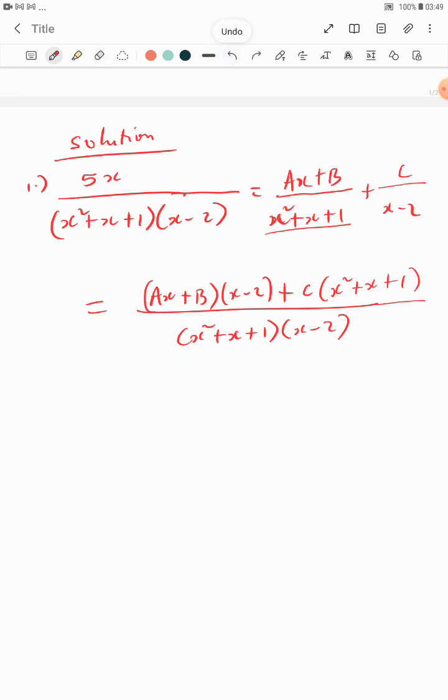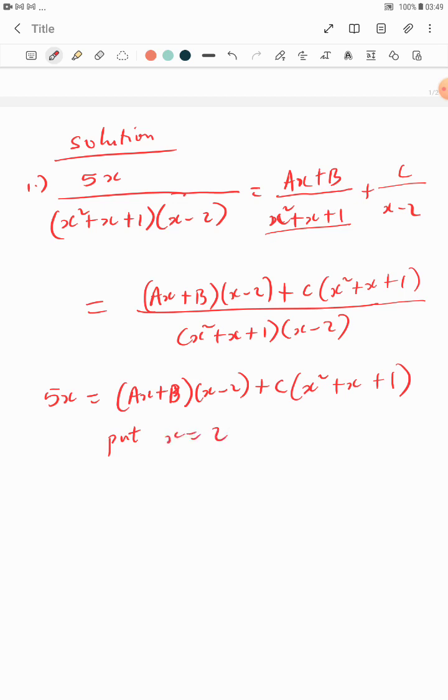So now we can compare the numerators. Our numerator is 5x equals ax plus b into bracket x minus 2, and then we have plus c into bracket x squared plus x plus 1. If you observe this, we can first eliminate a and b. That means that if we put x equals 2, that will eliminate this.